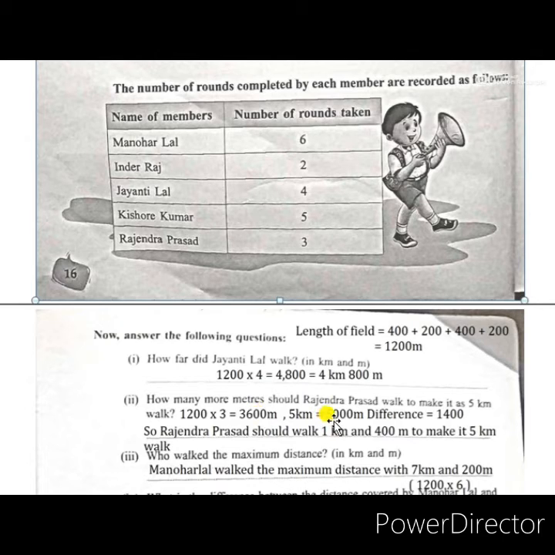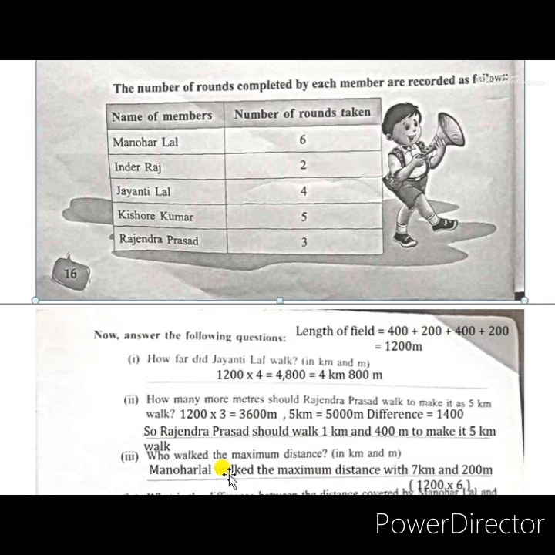5000 minus 3600 is 1400. That means if Rajendra Prasad walks to make it a 5 kilometer walk, he should walk 1 kilometer and 400 meters more. You can write 1 kilometer and 400 meters, or 1400 meters. Either way you can write. Here I have written the answer, you have to copy it into your workbook.